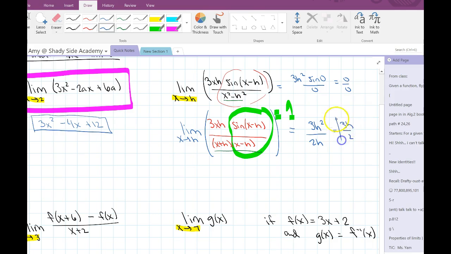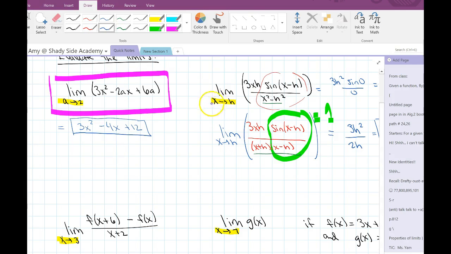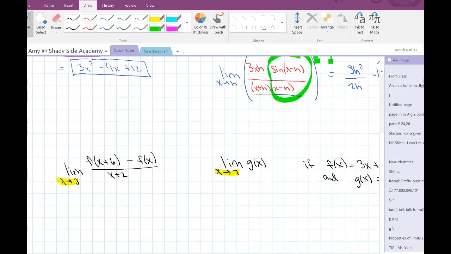which then simplifies to 3h over 2. Okay? So if you look at these limits, there's nothing new in the math of the limits. What's new is possibly the result, right? The result could be a function of x. We could look at limits where that variable which is doing the limiting is approaching not a number, but another variable.